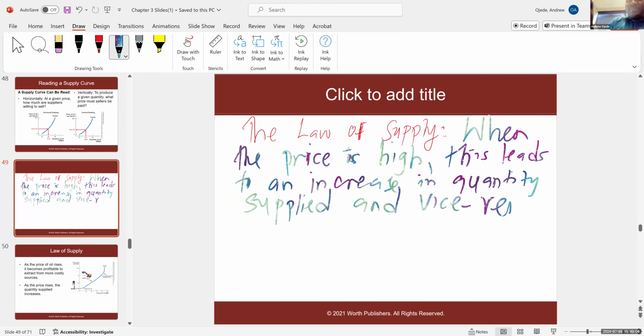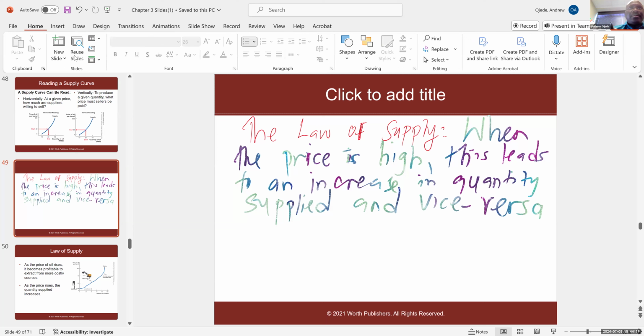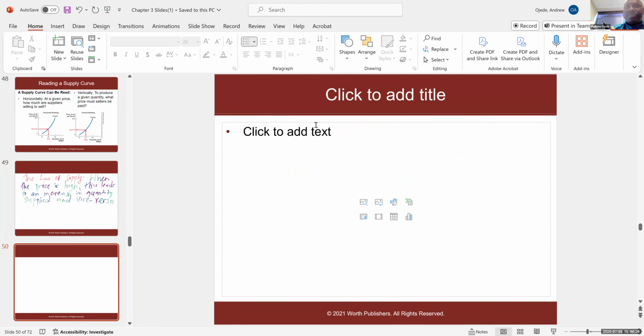Vice versa means when the price is low, it leads to a decrease in the quantity supplied of a good. Okay, so that means there's a positive relationship, or positive correlation, between the price of a good and the quantity supplied of a good. See, that's the demand curve, there's a negative relationship between price and quantity demanded. But when it comes to supply, there's a positive correlation, meaning that the supply curve is positively sloped.